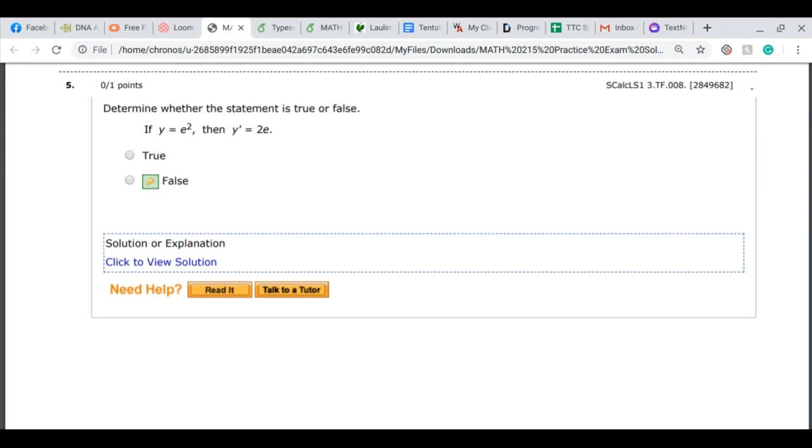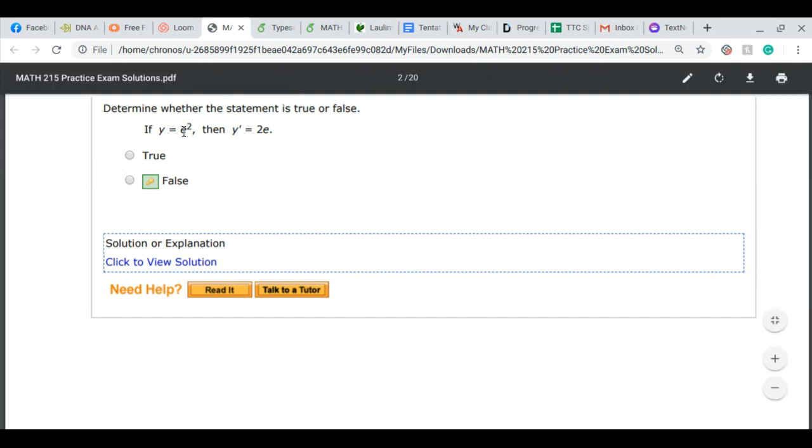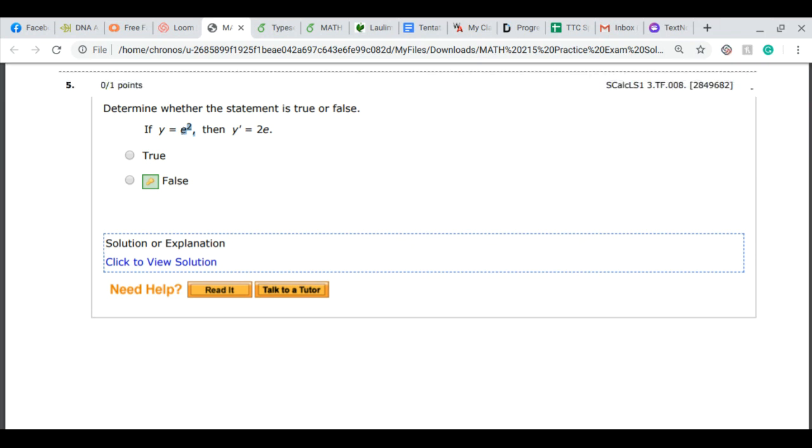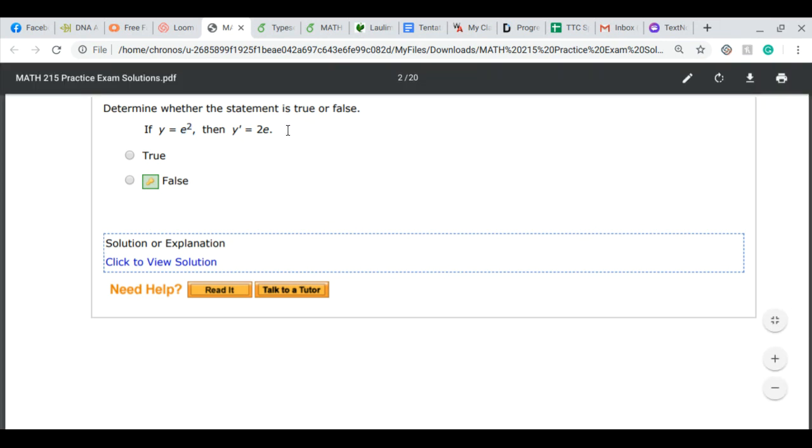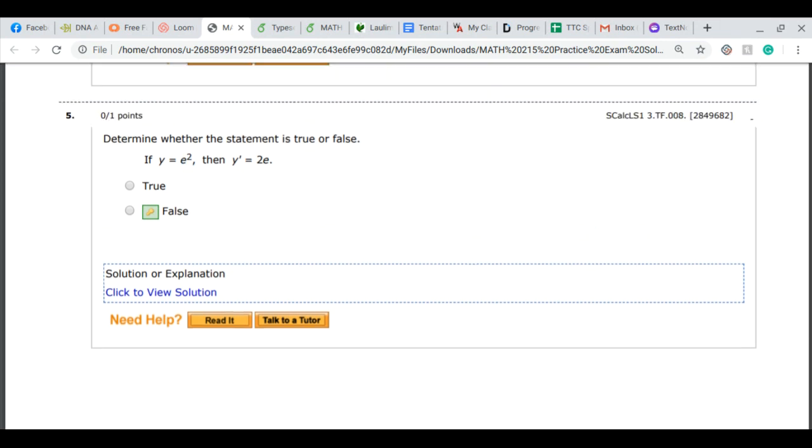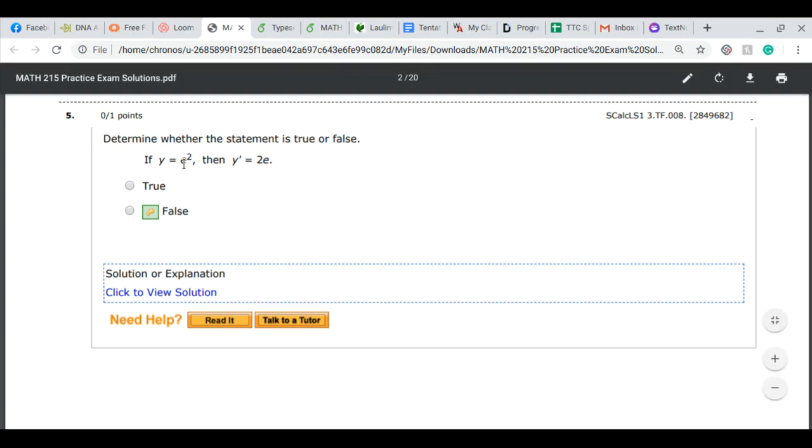That's true. Determine whether the statement is true or false. If y is e squared, y prime is 2e. Now this is false. This is a trick question because e squared is just a number. e is a number, so its square is also just a number. The power rule does not apply here because e is constant. The power rule would apply if e was replaced with x, a variable. e is not a variable, it's a constant.